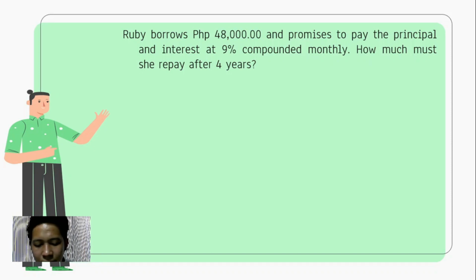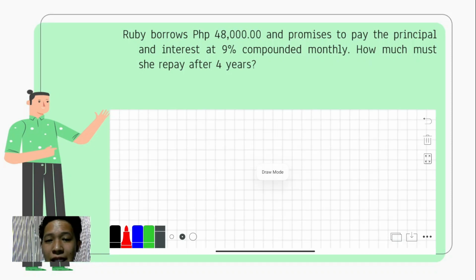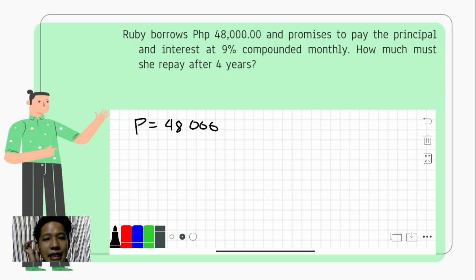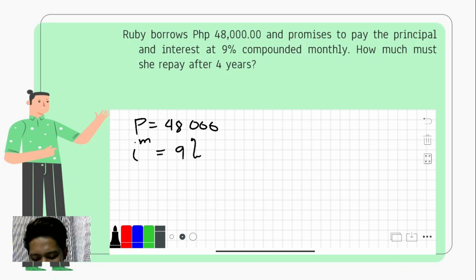Okay, suppose we have the problem: Ruby borrows 48,000 pesos and promises to pay the principal and interest at 9% compounded monthly. How much must she repay after 4 years? Okay? So, kung si Ruby ay nag-borrow ng 48,000 pesos, ibig sabihin, ang principal natin is 48,000. And then, promises to pay at 9%. So, si 9% would be our nominal rate. Kapag kinonvert natin siya into decimal, that is equivalent to 0.09.